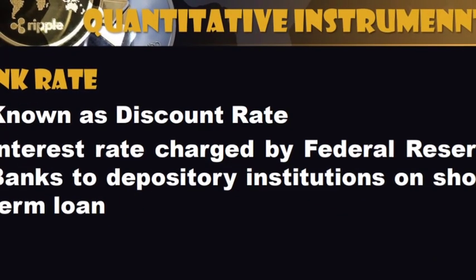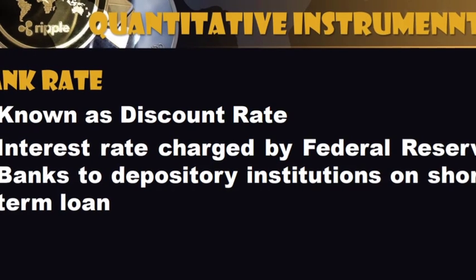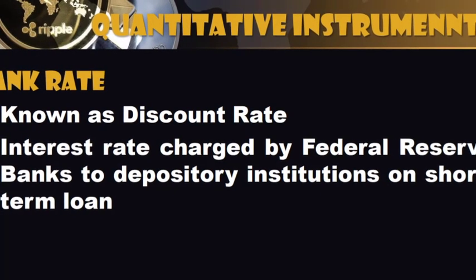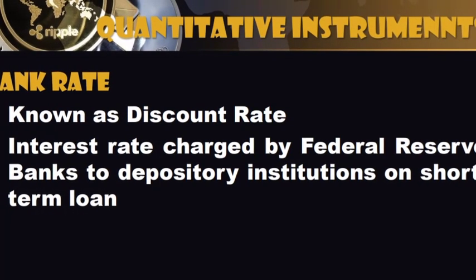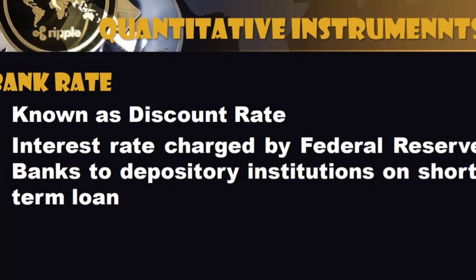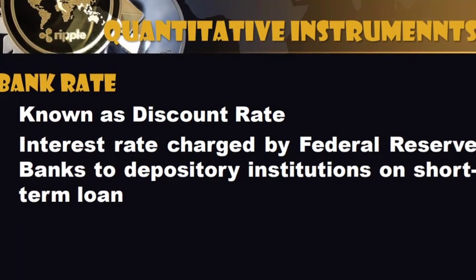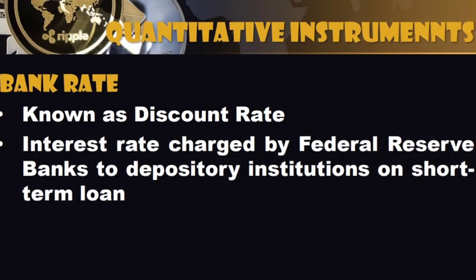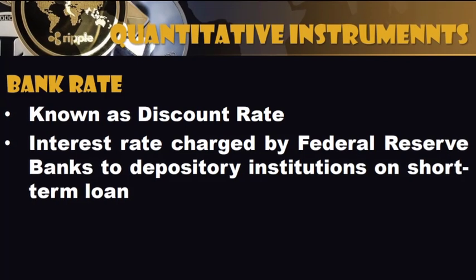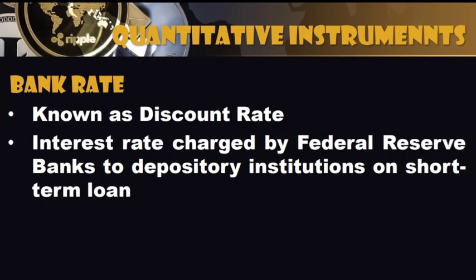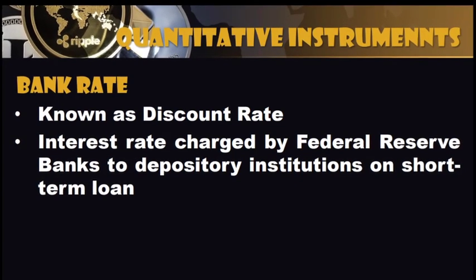So the interest rate charged by Federal Reserve banks to depository institutions on short-term loans. The central bank lends money and rediscounts bills of exchange and securities held by commercial banks. The Fed may increase or decrease the discount rate to slow down or stimulate the economy respectively. Lower bank rates can help to expand the economy by lowering the cost of funds for borrowers, and higher bank rates help to rein in the economy when inflation is higher than desired.